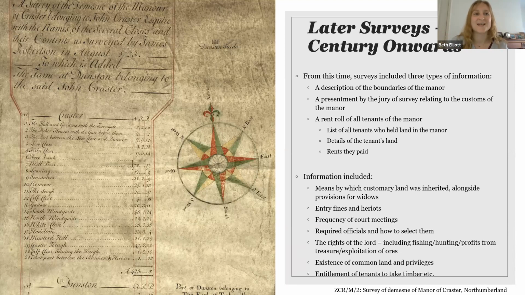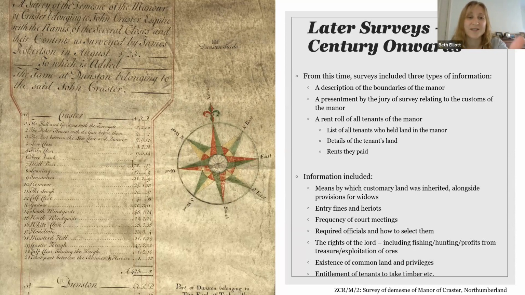And I've got a really nice example on the left. This is actually just part of a survey. It's a part relating to the survey of the demesne land of the Manor of Craster. So John Craster, Esquire, was lord of the manor there. And as we can see, just about halfway down, we've got the name Craster, and then all of the various different locations down the side held within his demesne land. So going from the top, the hall and gardens within Towngate, to the bottom, that part between the runner and haven at the bottom there.